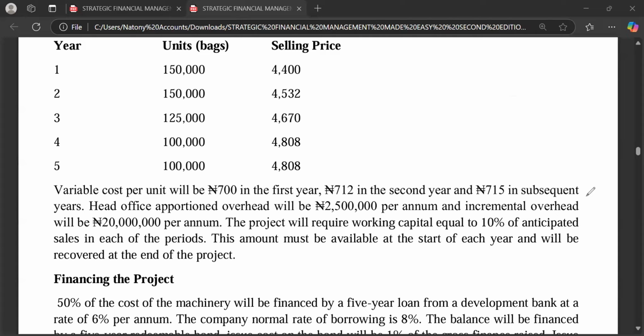715 in subsequent year. Head office apportioned overhead will be 2,005 per annum. And incremental overhead will be 20 million per annum. This is 2.5 per annum. The project will require working capital of 10% of anticipated sale in each of the periods.